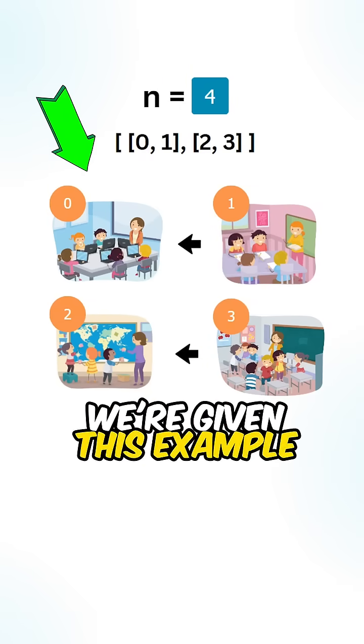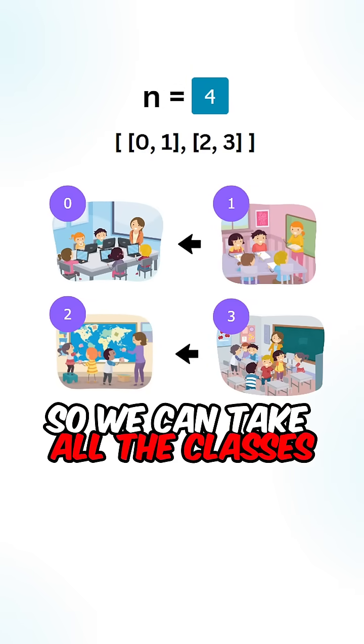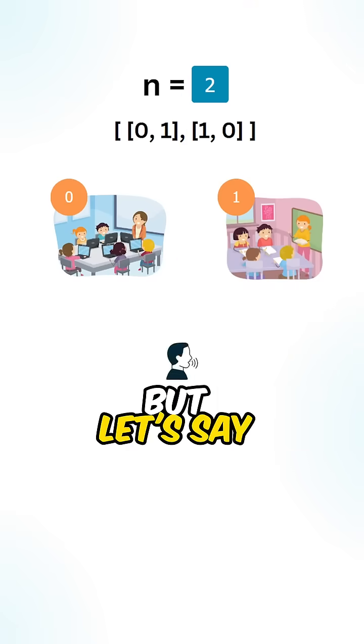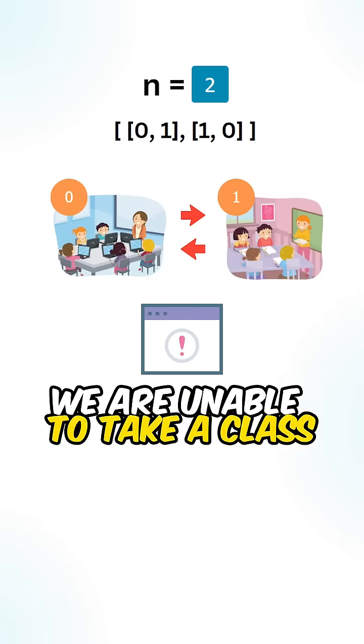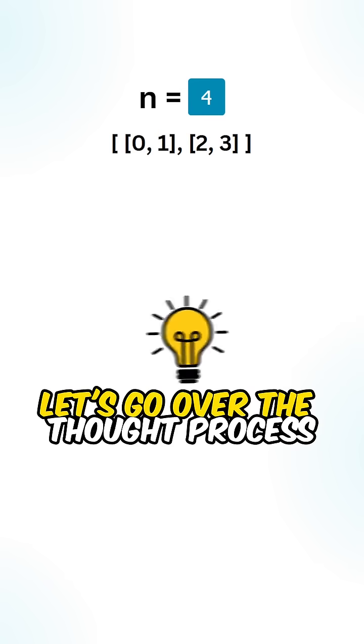Let's say we're given this example, we can take class 1 and 3 and then take 0 and 2. So we can take all the classes, we can return true. But let's say we're given this example, we are unable to take a class before finishing the other class, so we can return false. Let's go over the process.